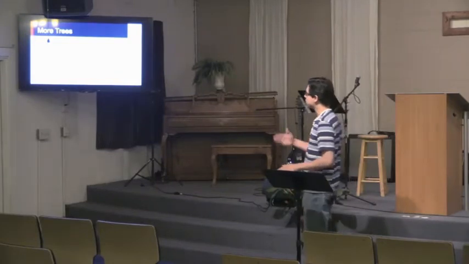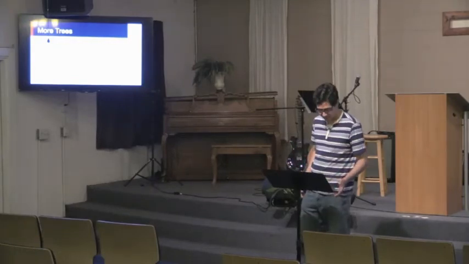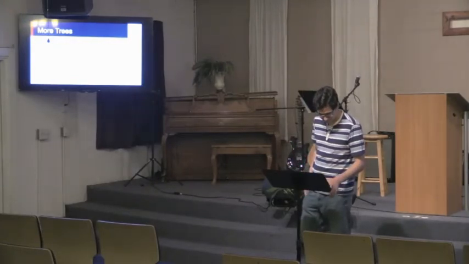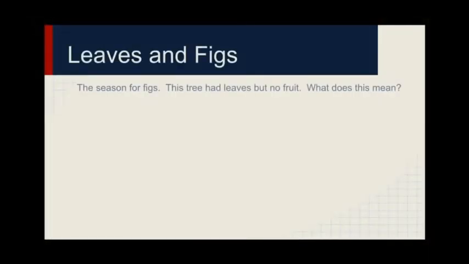So to understand the tree in Psalms 1, let's look at the tree in Matthew and Mark a little bit closer, right? All right, so leaves and figs. It was a season for figs, but this tree had leaves but no fruit. What does this mean? It wasn't bearing fruit. Unproductive. So the fig tree that Jesus cursed was unproductive, right? Obviously. So how does it connect to Psalms 1?